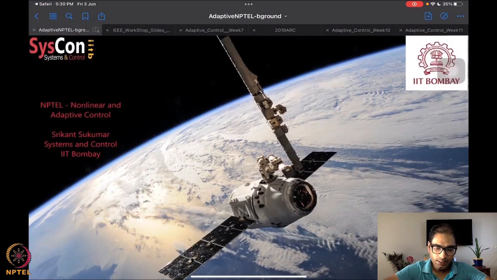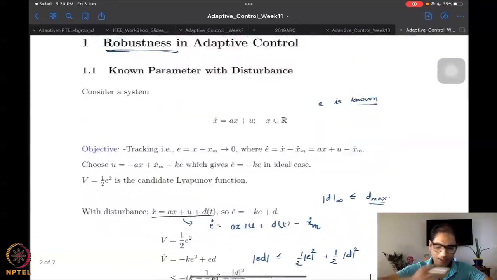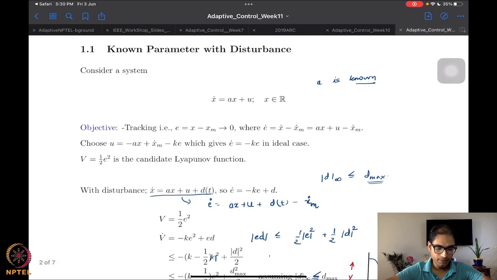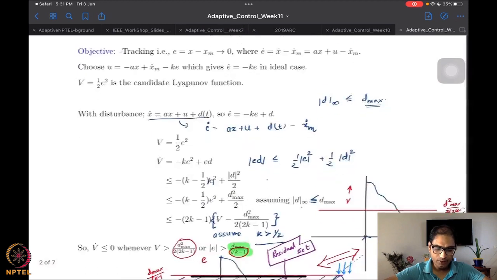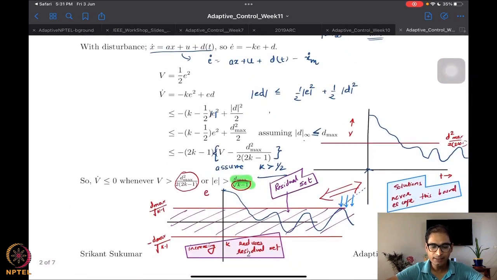So what we have seen until now is that if you have a very simple system in this case, but in general, if you have a strict Lyapunov function for a system, that is a system with a V for which V dot turns out to be negative definite in the absence of any kind of disturbance, then we can actually show that in the presence of disturbance also we have rather nice performance. And what is this nice performance? How do we specifically quantify this nice performance?